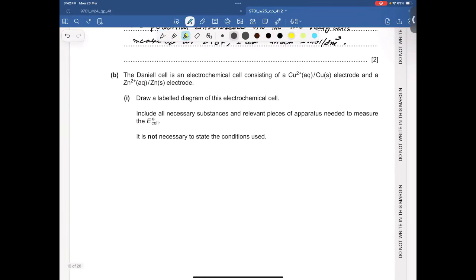The Daniell cell is an electrochemical cell which converts chemical energy into electrical energy, and it consists of a copper half cell electrode and a zinc half cell electrode. That's what we have done in the class. Surprisingly, that's the exact same case we have done in the theory classes. Describe a labelled diagram of this electrochemical cell. Include all necessary substances and relevant pieces of apparatus needed to measure the E0 cell. It is not necessary to state the conditions used.